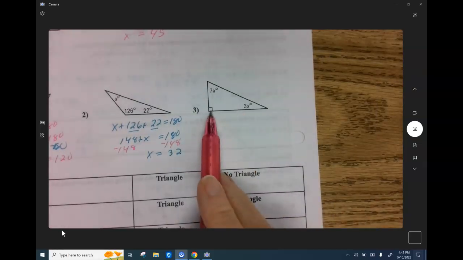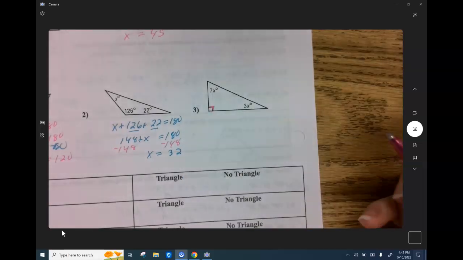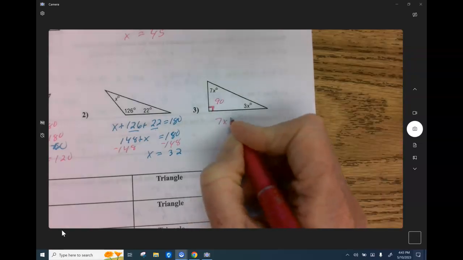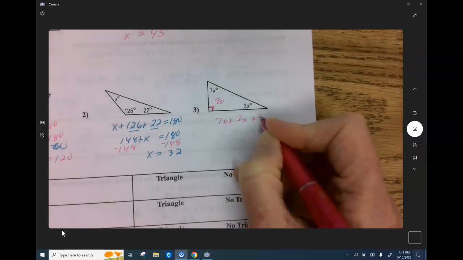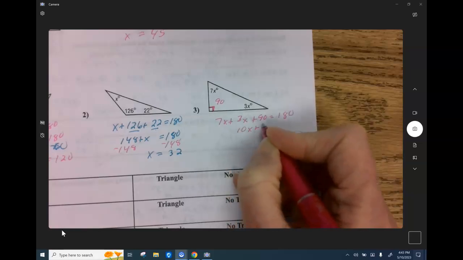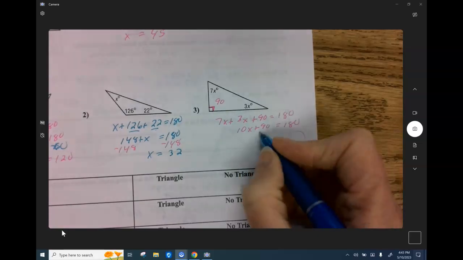Okay, now in this one, they only give us two angles, or do they? What does that mean? Remember, if I have this little sign right here, that means it's a right angle. And how many degrees are in a right angle? Exactly, 90. So I'm going to take 7x plus 3x plus 90 is equal to 180. So I get 10x plus 90 is equal to 180. Subtract 90.